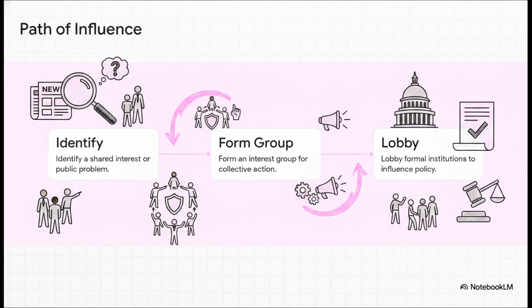Step 1. Citizens identify a shared interest or a public problem, maybe something they heard about through the media. Step 2. They form an interest group to take collective action. And Step 3. That group then lobbies formal institutions, like the state or federal governments we talked about earlier, to influence real public policy. This is exactly how an everyday concern shared by a few folks grows into an actual real-world change in the law.